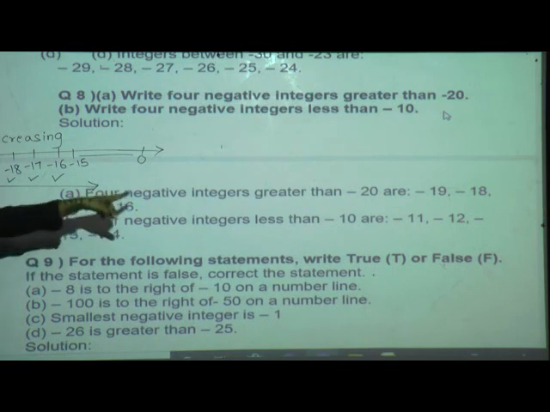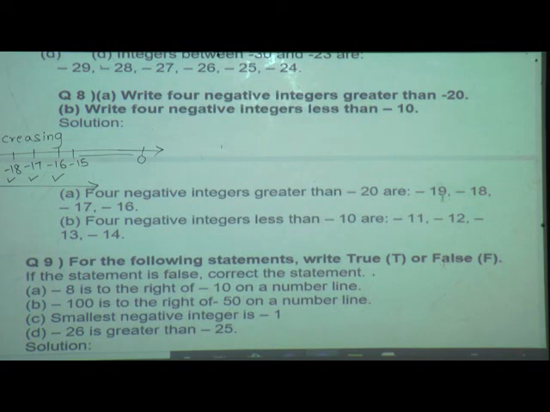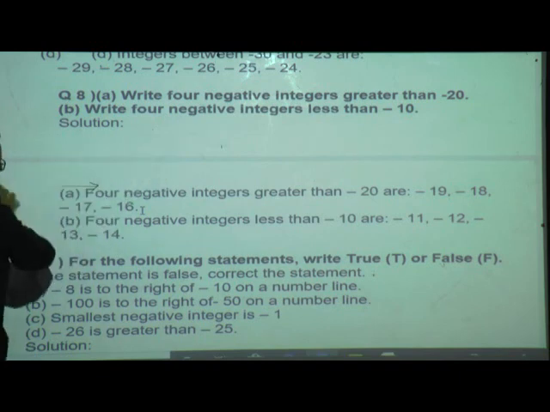So the 4 negative integers greater than minus 20 are minus 19, minus 18, minus 17 and minus 16. Okay, so these are the 4 negative integers. Next question.